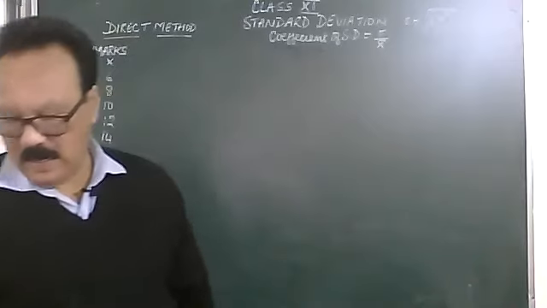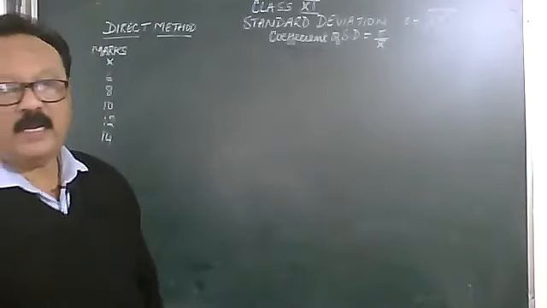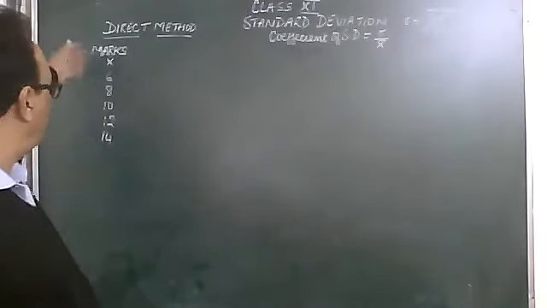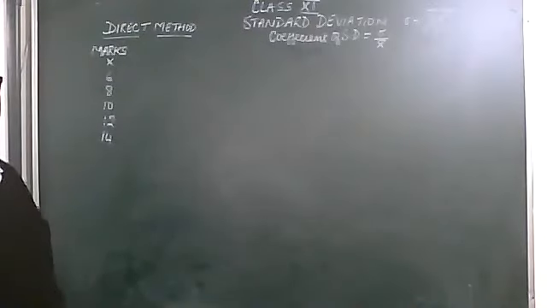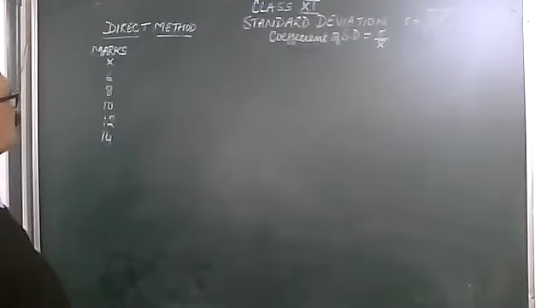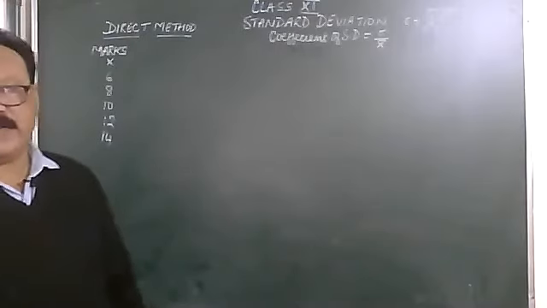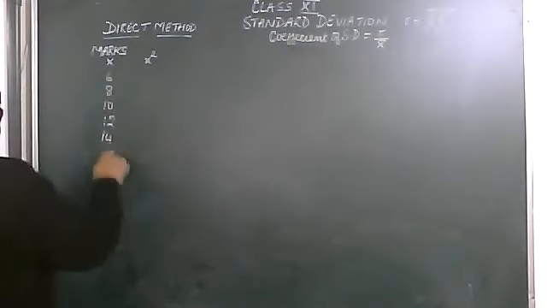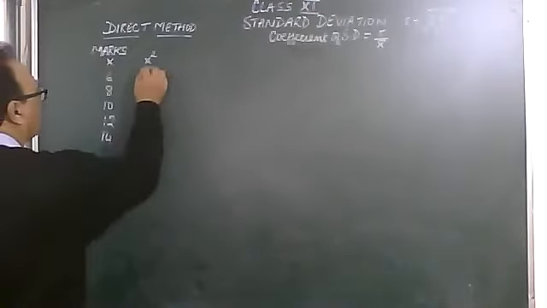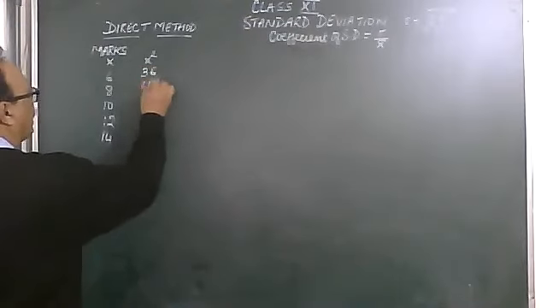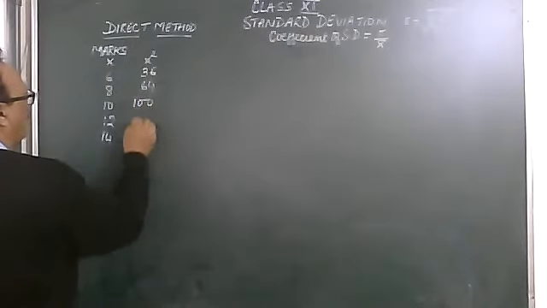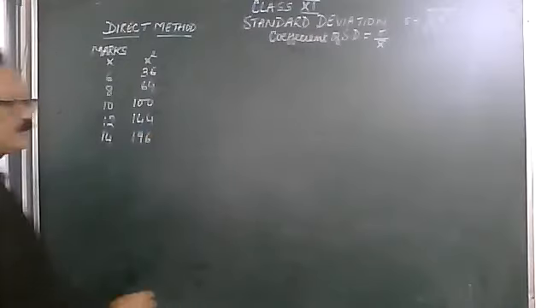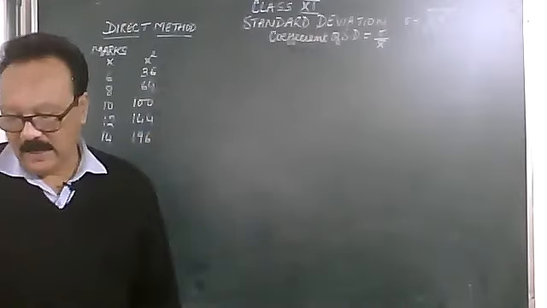So today we begin with standard deviation in the direct method. I have a small numerical here on the board. You may copy it down. Marks are given x: 6, 8, 10, 12 and 14. In the direct method, what do we do? We directly go and square the variables. So 6 sixes are 36, 8 eights are 64, 10 tens are 100, 12 twelves are 144, 14 fourteens are 196. Okay, direct method.